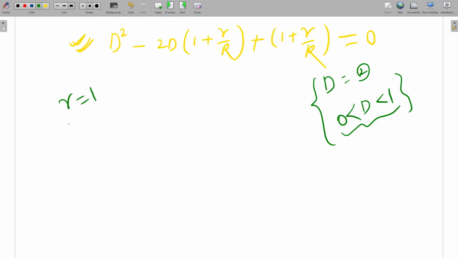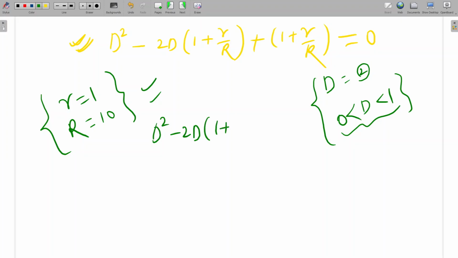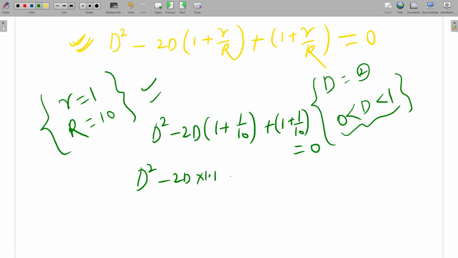r is 1, capital R is 10. So what will be the value of duty? We can calculate from this quadratic equation. Can anyone solve this equation? I'm going to write the final here. So d square minus 2d (1 plus 1 by 10) plus (1 plus 1 by 10). This should be equal to 0. So d square minus 2d into 1.1 plus 1.1. This should be equal to 0. d square minus 2.2d plus 1.1 equal to 0.